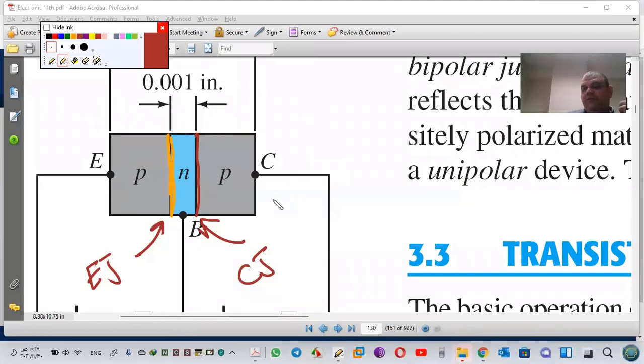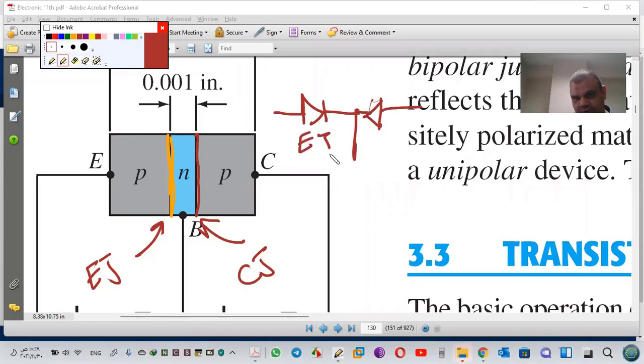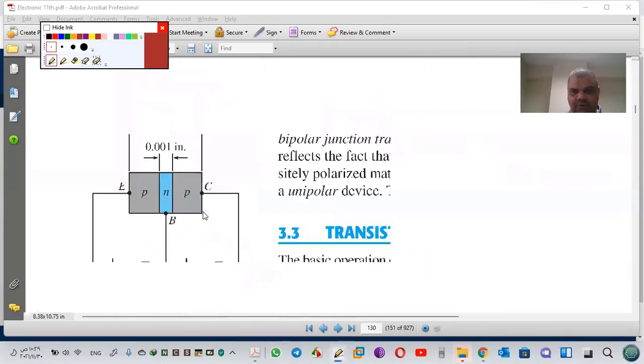We talked about junctions in the diode, if you remember. So this is the emitter junction and this is the collector junction. This is the first thing: bipolar junction transistor means 2 junctions. We are repeating because I forgot to record.